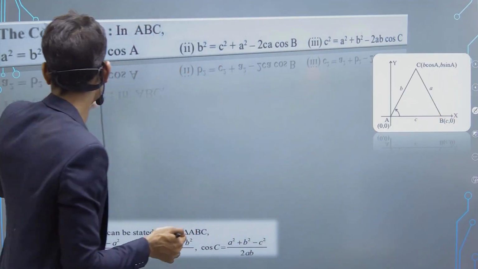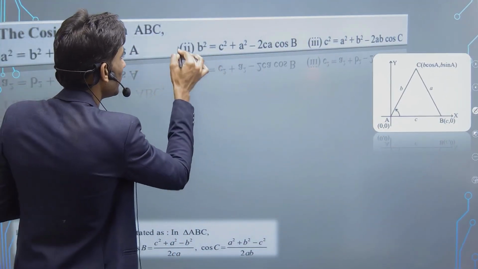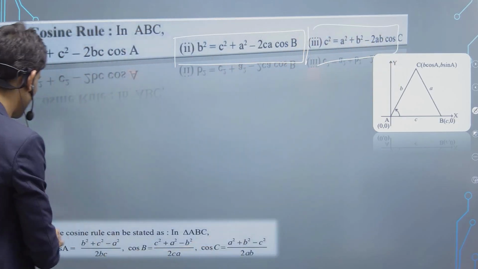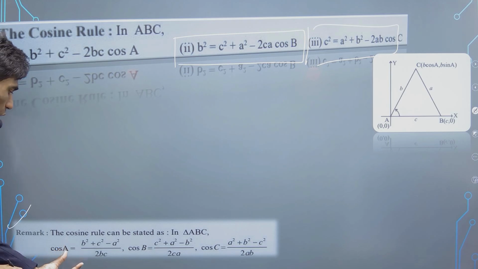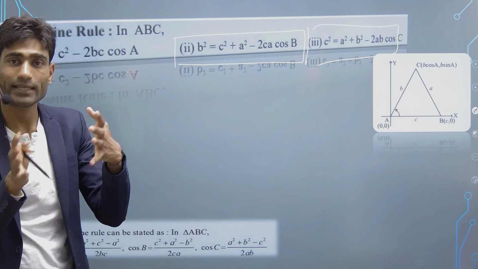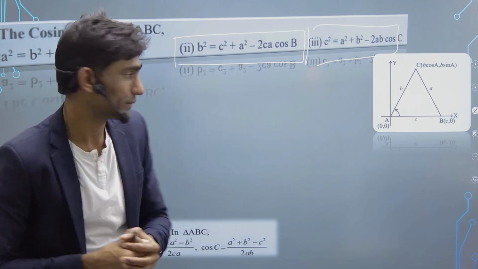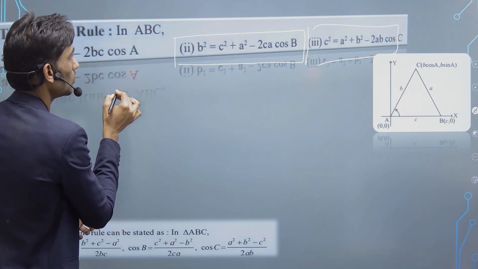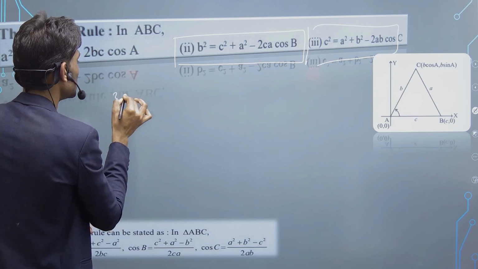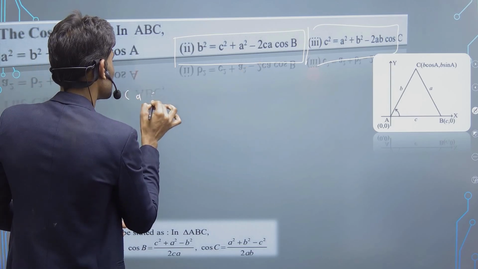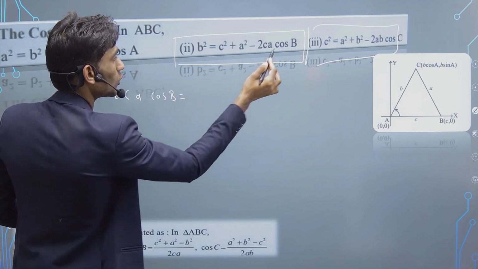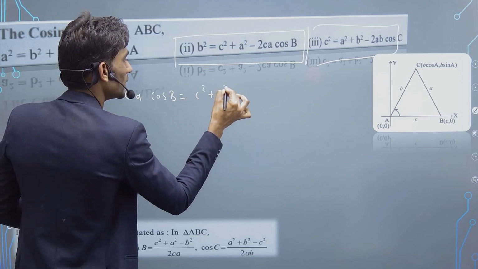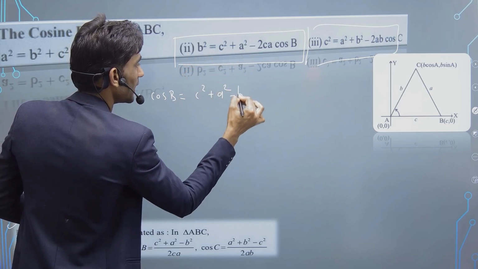So we have to find out the second and third. How can we find the other forms of the cosine rule for second and third, which I have given here as a remark, that cos A, cos B and cos C are the three different forms of our cosine rules. Now find out the value for cos B. How can we get that value here? So take 2 times CA cos B to the other side, and we'll get C square plus A square, keep as it is. Take that B square to the other side, we'll get negative B square.